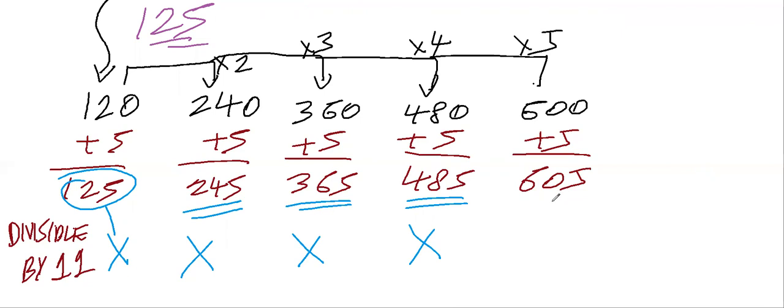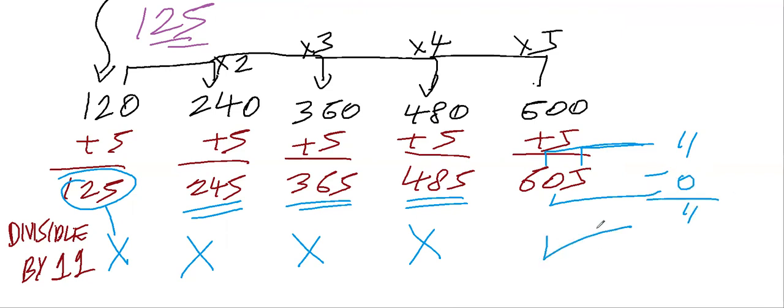Is this divisible by 11? Yes, it is divisible by 11. How? 5 plus 6 is 11, and the middle digit is 0. So what is 11 minus 0? It is 11. So this is divisible by 11. So what is the answer? Your answer is 605. 605 is your correct answer.